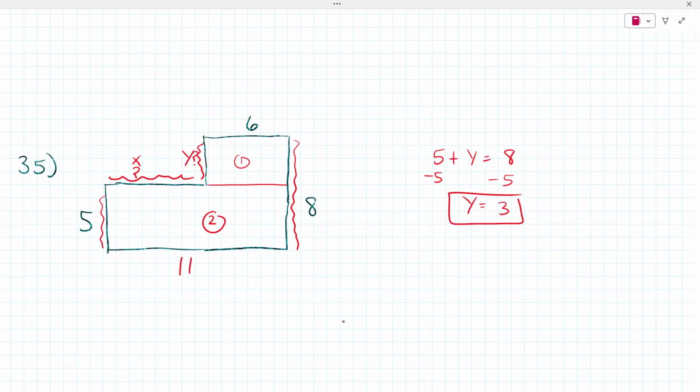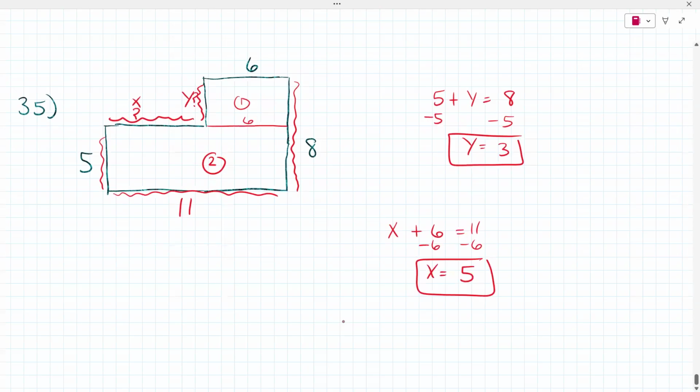And then what about the distance of x? Well, I do know that this distance here is 6 because this is a rectangle. I don't know what the distance of x is, but I do know the entire length is 11. So you can set it up as x plus 6 equals 11. Solve for x, so you're going to subtract 6 from both sides, and you get 11 minus 6, which is 5. Okay, so x is 5, and now we can find the perimeter.